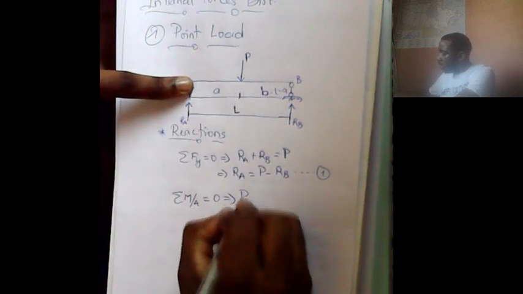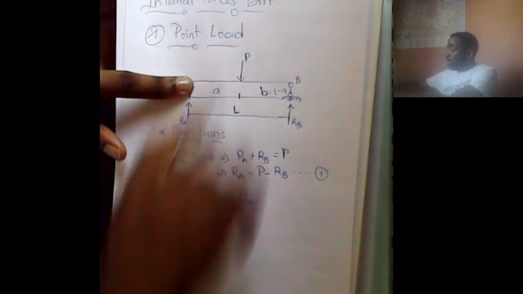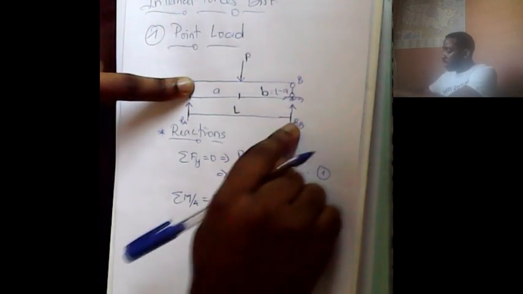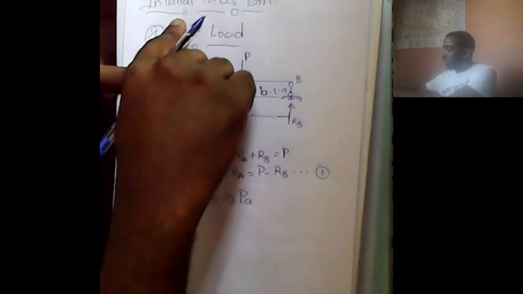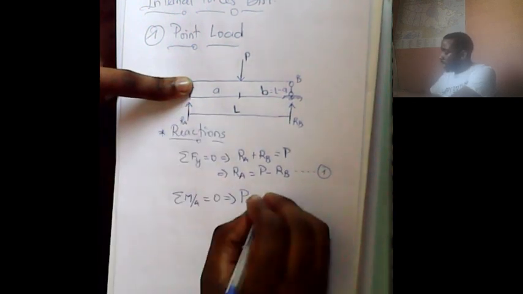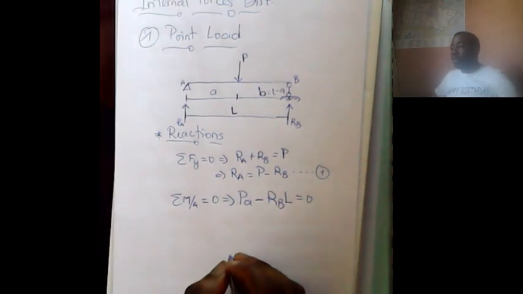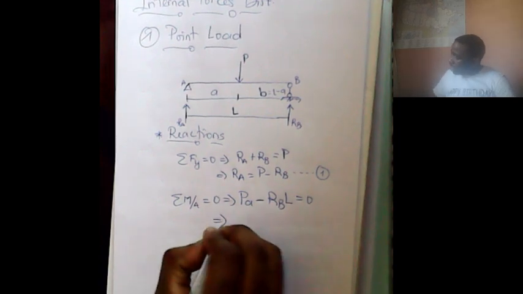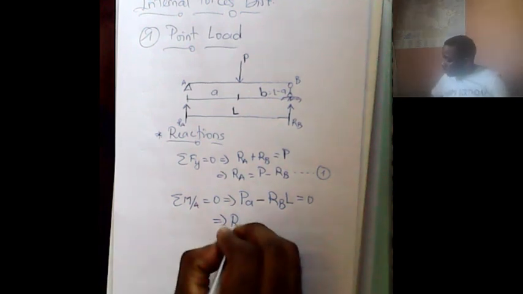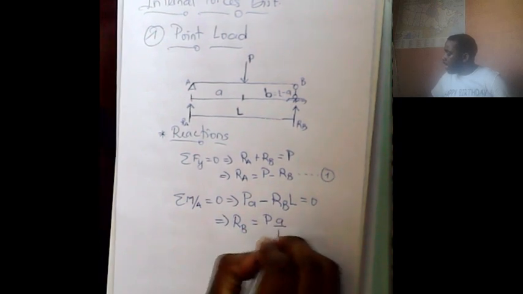So the moment caused by P about A will be P times A, right? And if I've taken it positive, it means that it is the clockwise direction that I've taken positive. Anything that is opposite to that will be negative, like what is here. It will cause an anti-clockwise rotation, right? So RB times L will be the moment caused by RB at the point A, but it will be negative, minus RB times L. All of that has to be equal to zero for equilibrium of moment. So by implication, I will have RB equal to P times A divided by L.